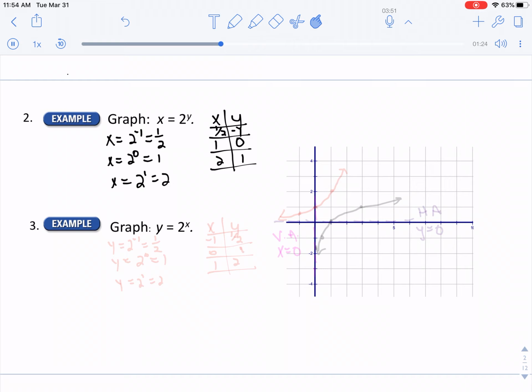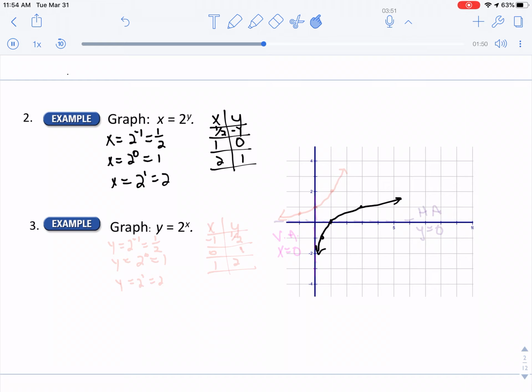And now let's go graph these points. We've got 1/2, negative 1. We've got 1, 0, and we've got 2, 1. And there's our inverse of the exponential function, which is the log function.